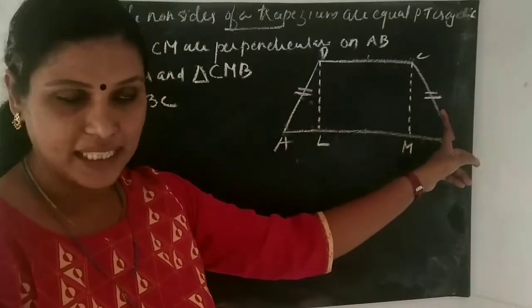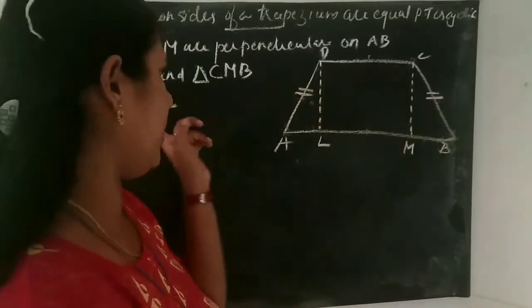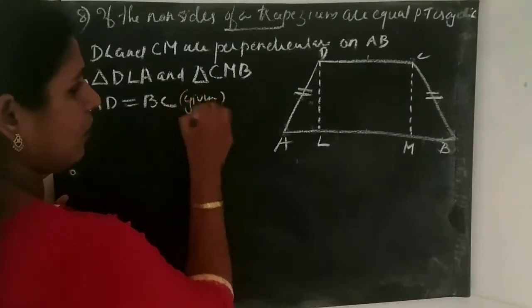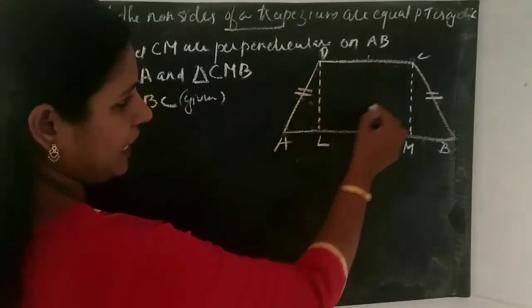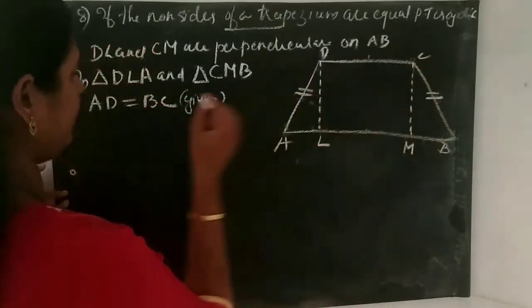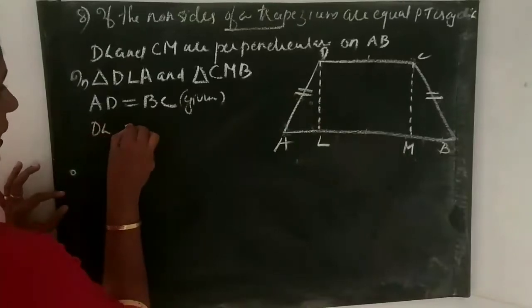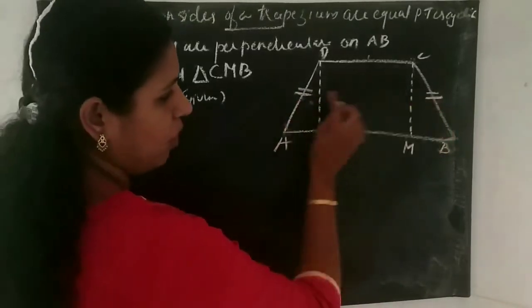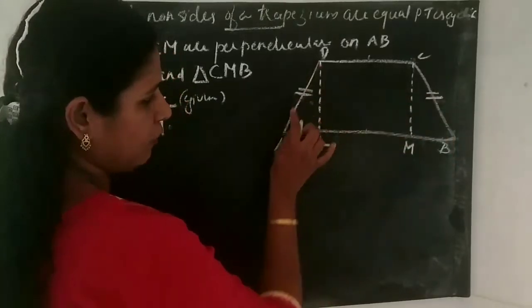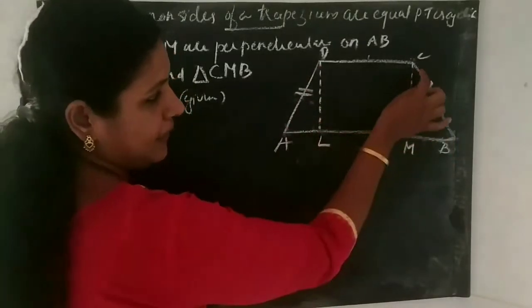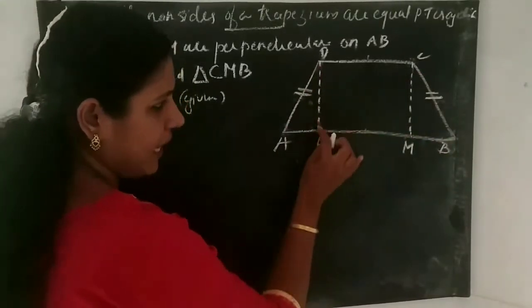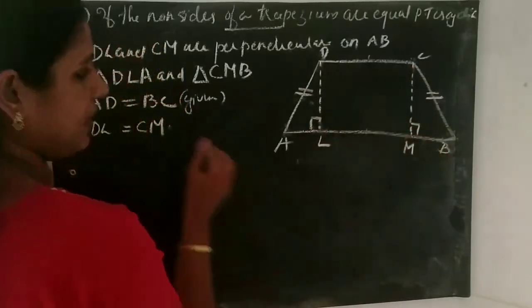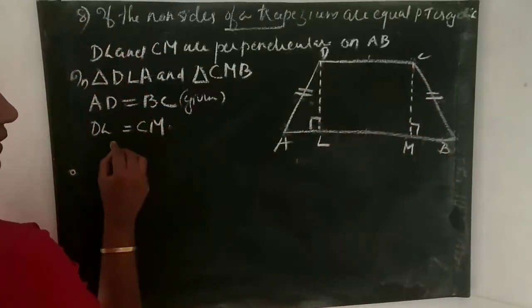So these two sides are equal. Okay, that is given. Now this DL equals CM. These two non-parallel sides are equal. Then this 4 cm gap between the other lines, so these lines are also equal. Then it is 90 degrees. Okay, then it is 90 degrees.